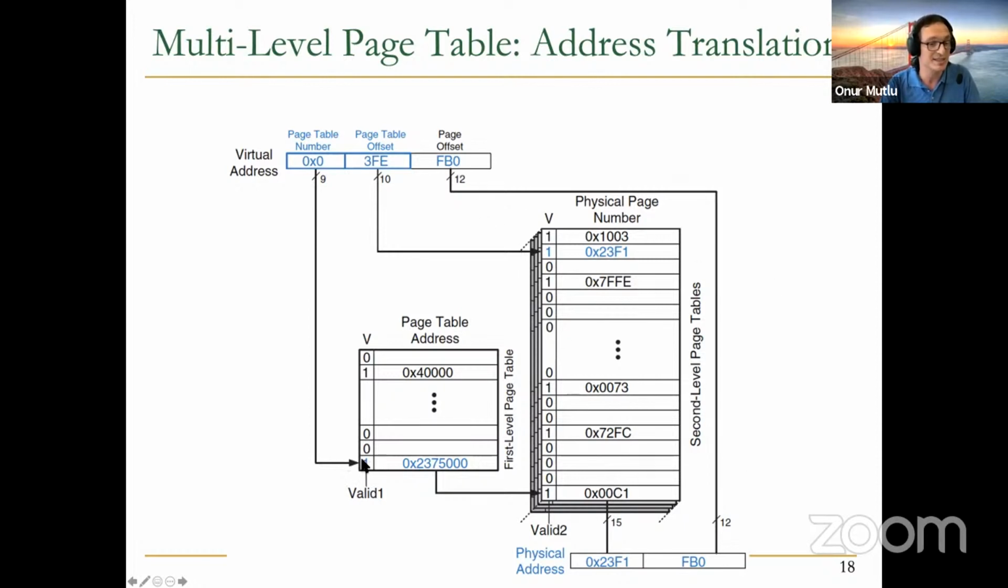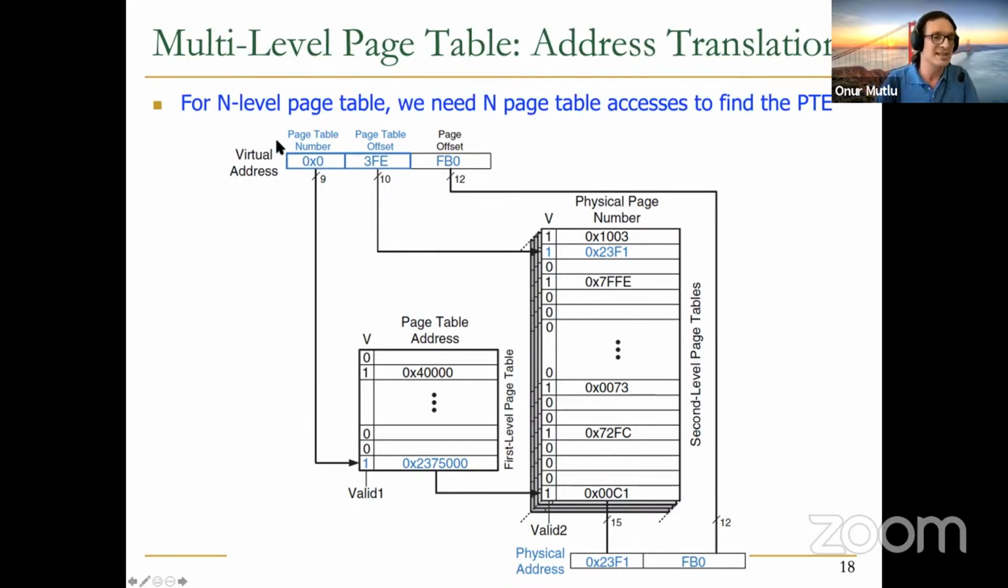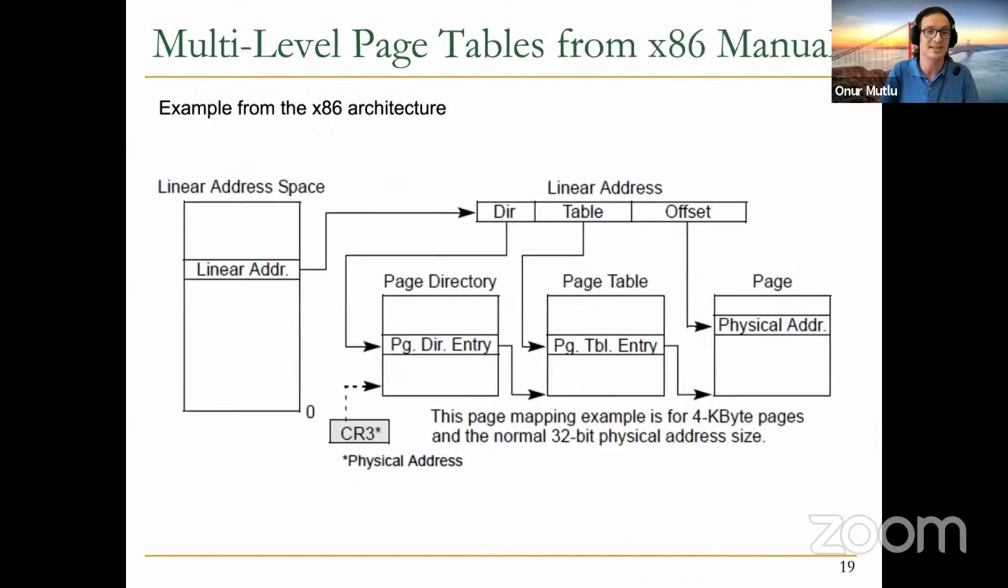Now, if this translation was not valid, meaning the page table base we're looking for was not in physical memory, then we need to actually bring the page table that we're looking for into the physical memory first, which is also handled by the virtual memory system. So the virtual memory system manages the page tables, not only the translation, but also bringing in the page tables from memory as well. Okay, so as I said, for an n-level page table, we need n page table accesses to find the PTE. So latency increases, and a page table access is a memory access, essentially, right? As we have discussed in the last lecture.